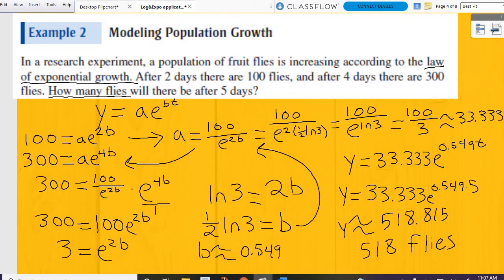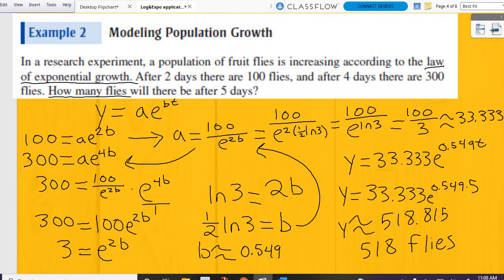I'm just solving. So notice that e to the 4B divided by e to the 2B, just like if I had x to the 4th divided by x squared, we subtract our exponents. So 4B minus 2B gives me 2B. And then we just have a 100 in front. And then from there, it's very similar to what we did yesterday. We have to get our e to the stuff by itself, so we divide by 100. Then we take the natural log of both sides, and then divide by 2.